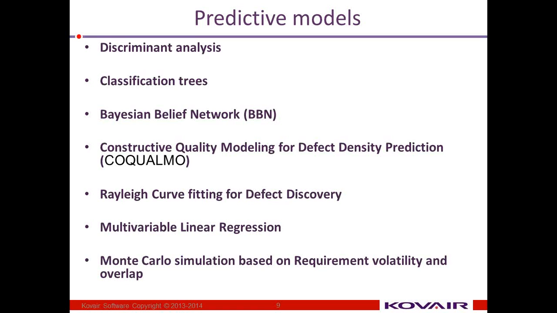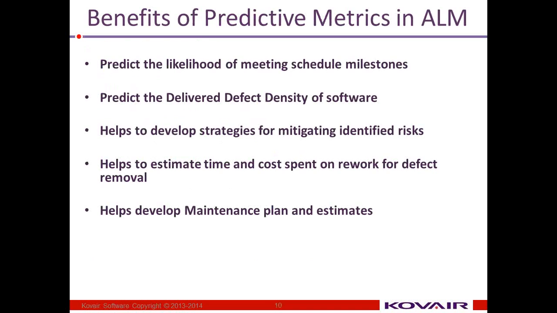And of course, Monte Carlo simulation can also be done on the requirements part, where the volatility and overlap of requirements, these parameters, can be modified to see a what-if scenario: if we change the volatility to some number below the current one, how is it going to impact my final quality. So these are some of the predictive models used today.